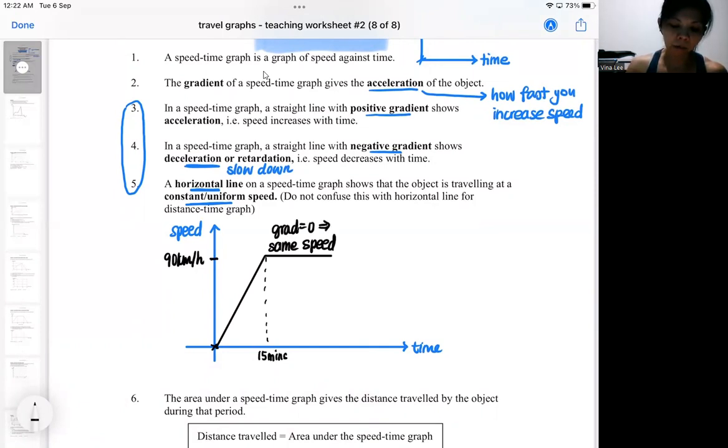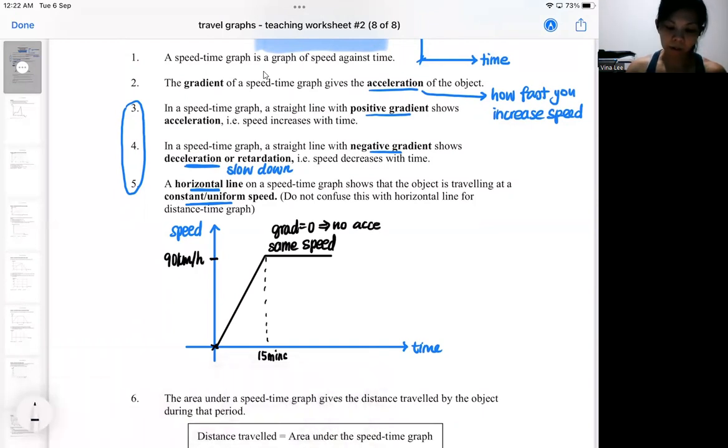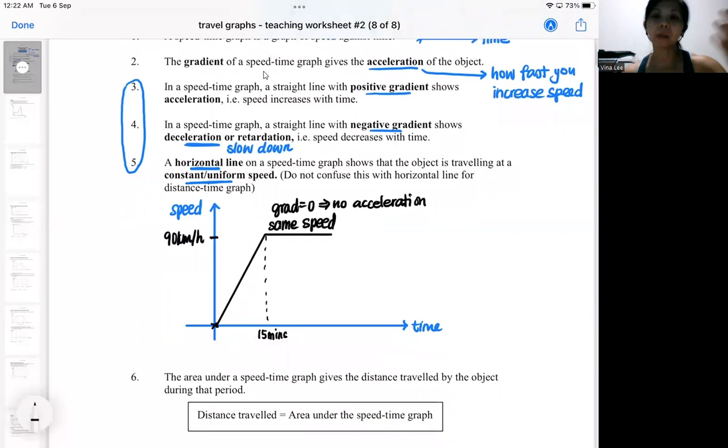That means I have no acceleration. I'm not going to increase my speed. At this horizontal line, my gradient is 0, so I have no acceleration at all. Then of course, after I'm cruising on the expressway, after a while I have to slow down because there's a traffic jam. So my slowing down will look like this. This part is the slowdown.